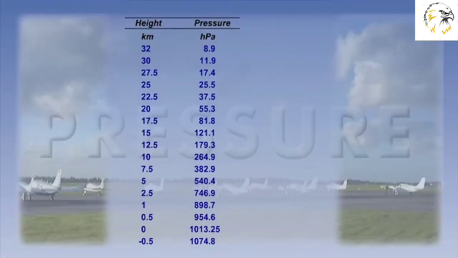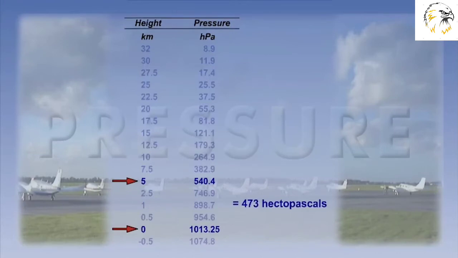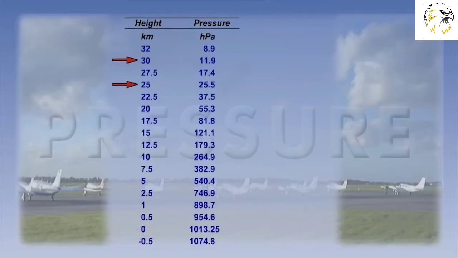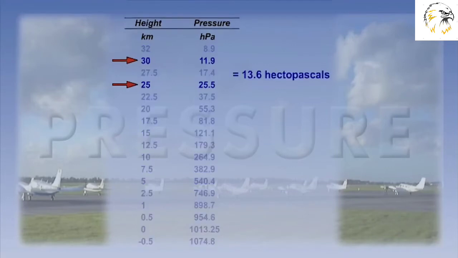The fall of pressure with height can be seen in the table. Note that pressure decreases at a decreasing rate through the atmosphere. A height change of 5 kilometers near the surface reduces the pressure by approximately 473 hectopascals, whereas a height change of 5 kilometers above 25 kilometers reduces the pressure by only 13.6 hectopascals. The values in the table correspond with ISA.